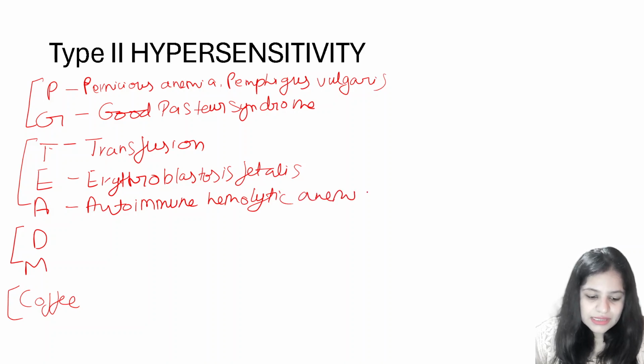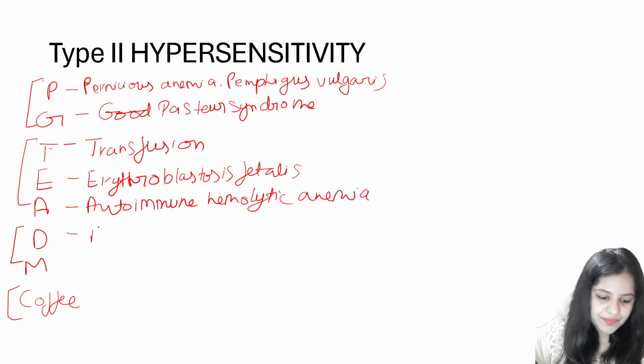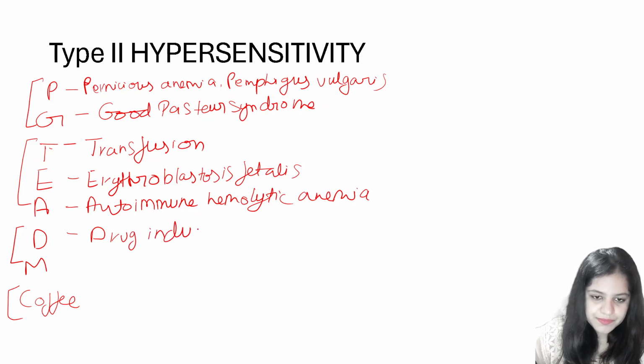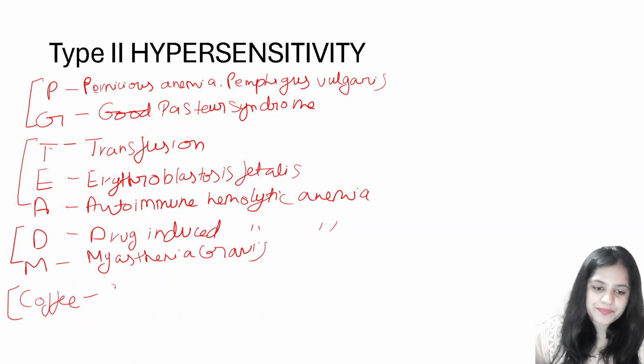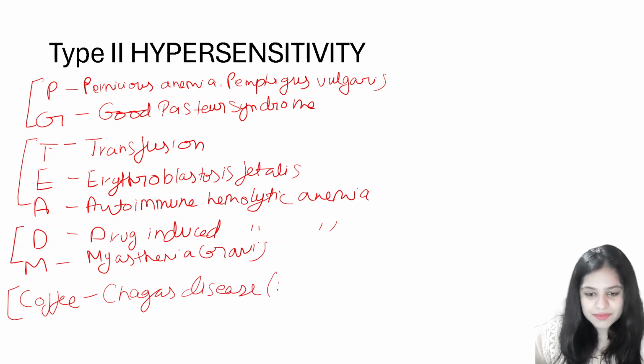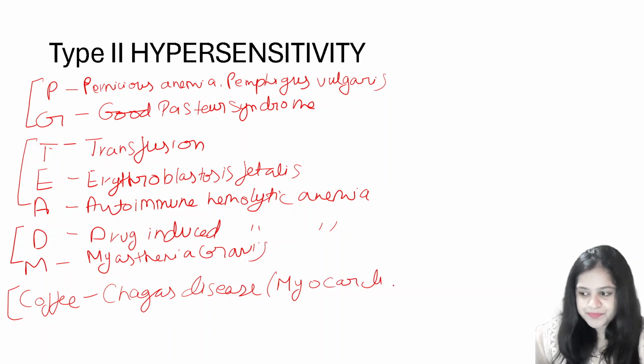D stands for drug-induced hemolytic anemia. M stands for myasthenia gravis. And C stands for Chagas disease. Not the whole disease, but the myocarditis part is type 2 hypersensitivity.